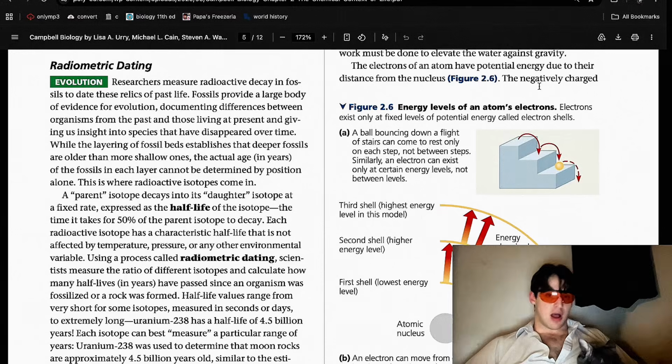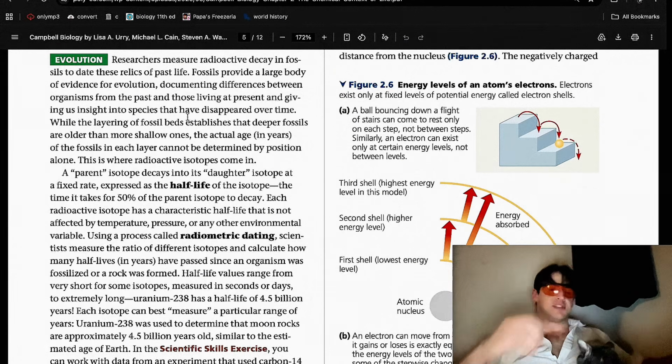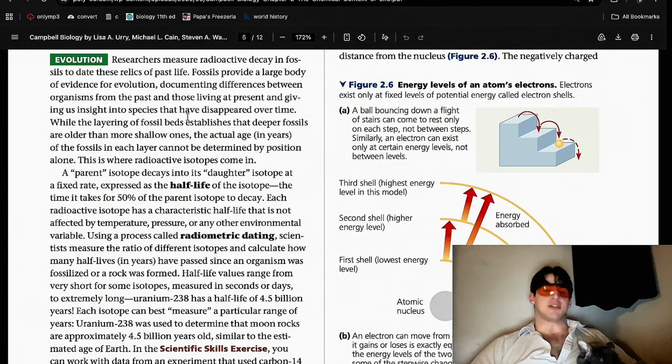Anyway, where were we? While layering of fossil beds establishes that deeper fossils are older than more shallow ones, the actual age in years of the fossils in each layer cannot be determined by position alone. This is where radioactive isotopes come in. So how deep the fossil is, geologically speaking, the older it is, but it's not very precise. It's not very exact of a measurement.